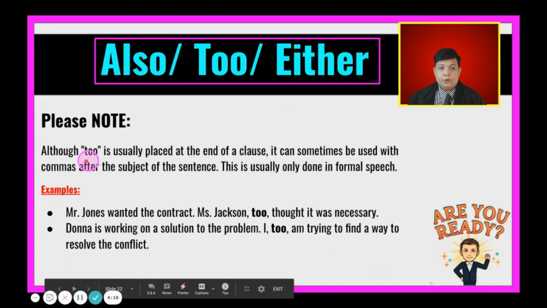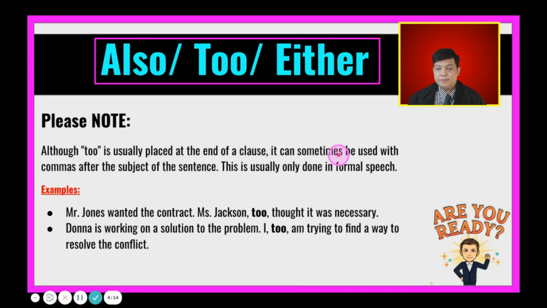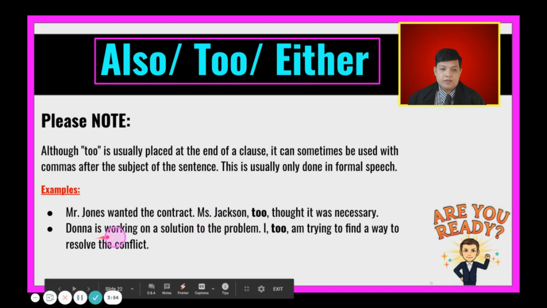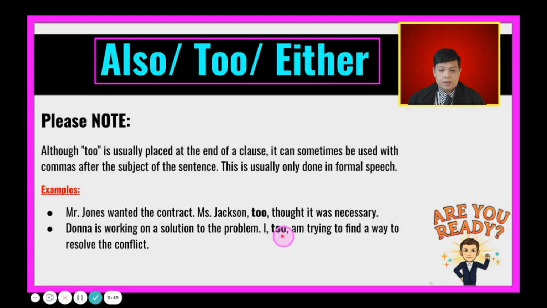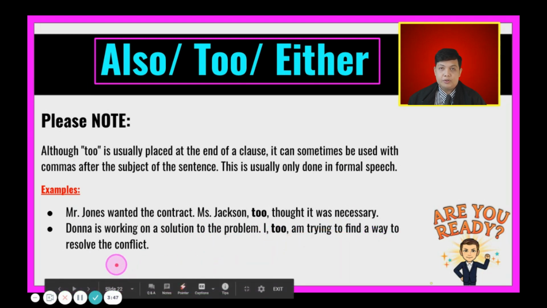Please note, although too is usually placed at the end of a clause, it can sometimes be used with commas after the subject of the sentence. This is usually only done in formal speech, like the following examples. Mr. Jones wanted the contract. Miss Jackson too thought it was necessary. Donna is working on a solution to the problem. I too am trying to find a way to resolve the conflict.